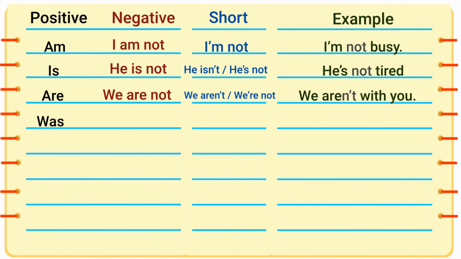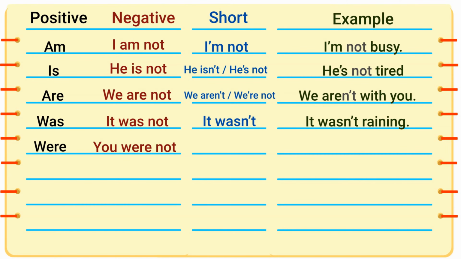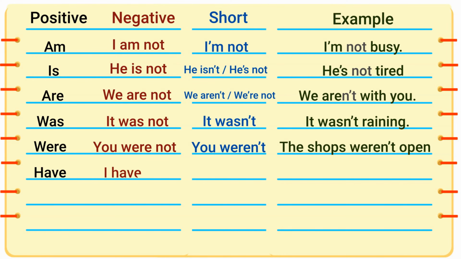Was. It was not. It wasn't. It wasn't raining. Were. You were not. You weren't. The shops weren't open. Have. I have not. I haven't. I haven't finished my work.